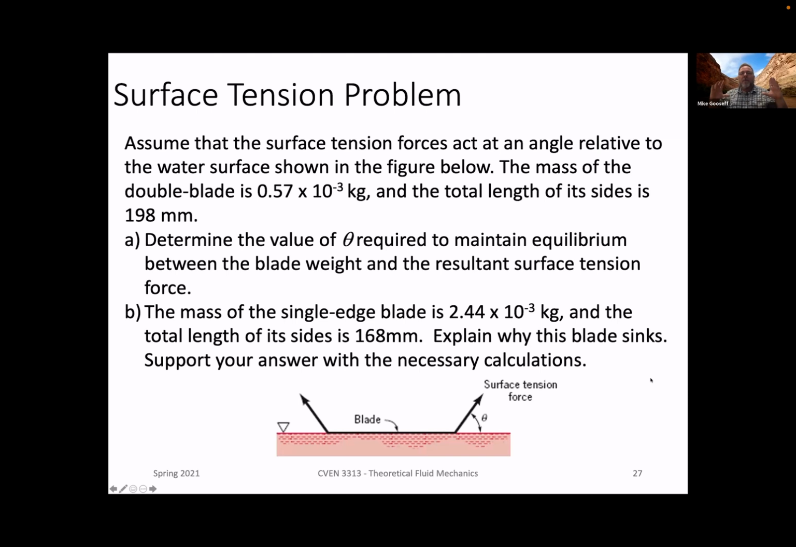Okay, so I'm going to minimize that. We'll keep it there, and we're just going to look. Here's the blade, either of them, sitting on the surface. Obviously, we know that the double-edged one floats, the other one, the single-edged, sinks. And this is our surface tension force acting upward. And here's theta, which is an angle with respect to the water surface.